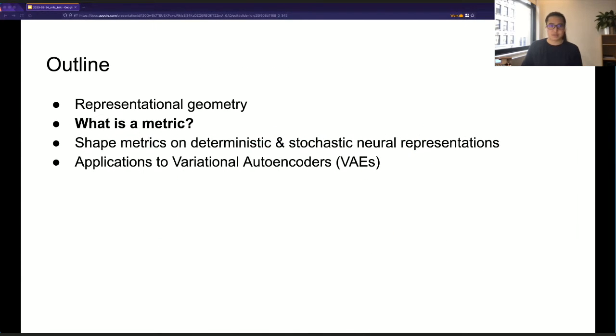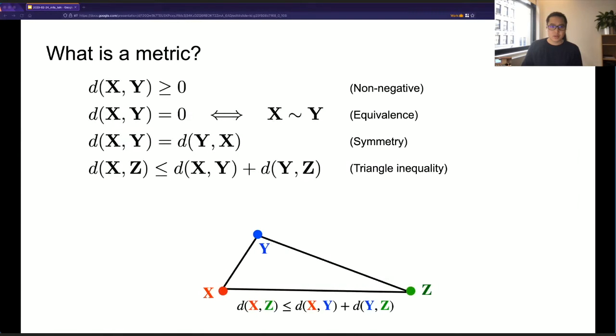So what is a metric? We want to formulate functions D that take as inputs neural representations, X, Y, or Z, and adhere to the following 4 axioms. The first is that a metric or a distance should be non-negative. This is very intuitive, but this already rules out measures like correlation, because correlation can be -1 all the way to 1. The second is equivalence.